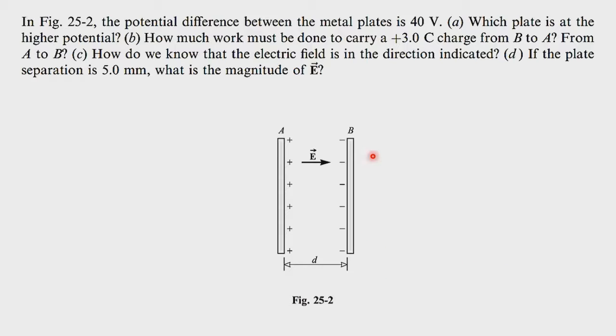So this is the sketch. Okay, now there is the direction indicated already of our electrical field. We will try to check letter C later if the electrical field direction indicated is correct or not. And so this is plate A, and plate A is actually positively charged while plate B is negatively charged, and there is the distance between them.